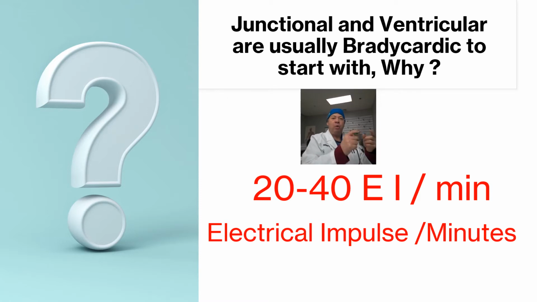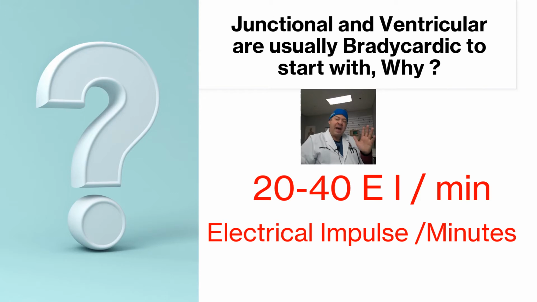So as you know, the SA node sends electrical impulse to the AV node. From the AV node, it sends electrical impulse to the bundle of His, to the bundle branches, left and right, and then to the Purkinje fibers, left and right. That's what we know. That's the normal electrical conduction system of the heart: SA node, AV node, bundle of His, bundle branches, Purkinje fibers.